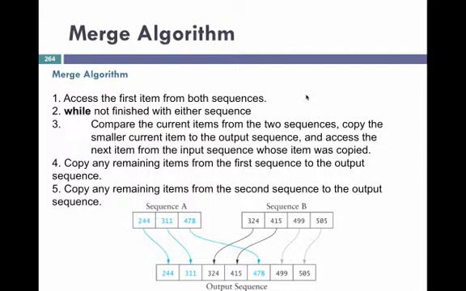So here's a merge algorithm. We access the first item from both sequences, and while we're not finished with either sequence, we compare the current items from the two sequences, and we copy the smaller item to the output and access the next item from the input sequence whose item was copied. And then when one of the sequences is finished, we copy the remaining items from the first sequence to the output, and we copy any remaining items from the second sequence to the output. So here we have sequences A and B that are merged to produce an output sequence that's in sorted order.